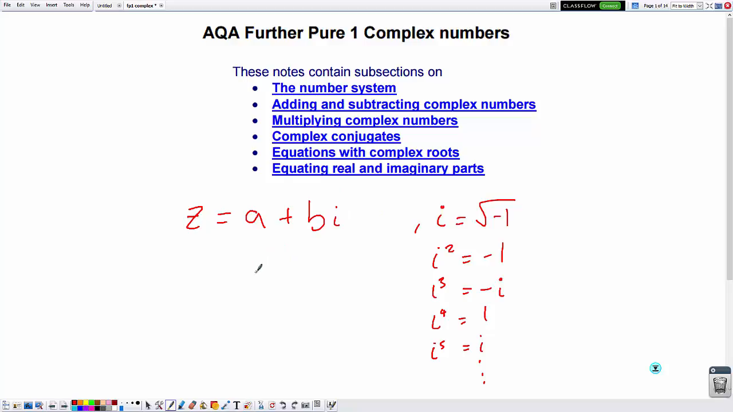So what about if I just gave you the number 5? How would that be written as a complex number? Well, that would just be 5 plus 0i. What about the number pi? Well, that would just be pi plus 0i. But we also have numbers such as 2 plus 3i, and so on.